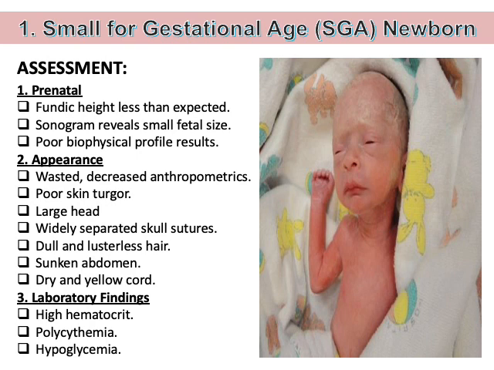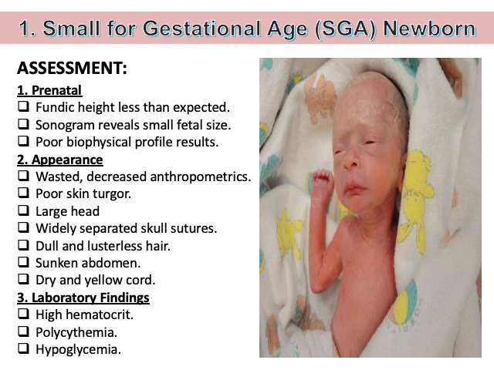There's decreased anthropometric measurements, poor skin turgor, the head is large compared to the small body, there's a widely separated suture lines of the skull, the hair, including the general body hair, is dull and lusterless, the abdomen is sunken compared to the normal protuberant, and the umbilical cord is dry and yellow. Since this newborn's age is more advanced than the weight, this neonate may also have better developed neurologic responses, sole creases, and ear cartilage than expected for a baby of that weight.